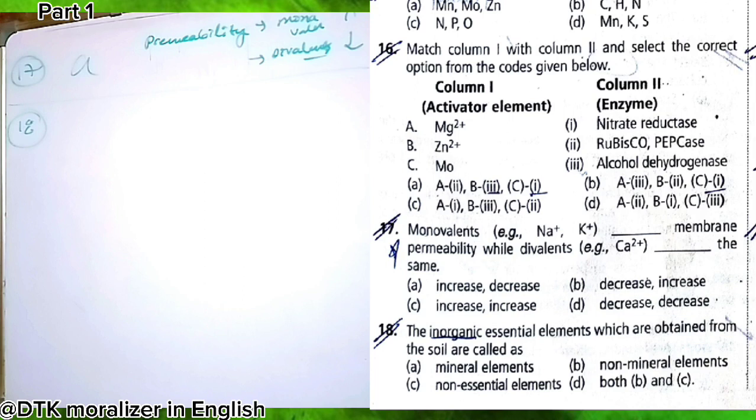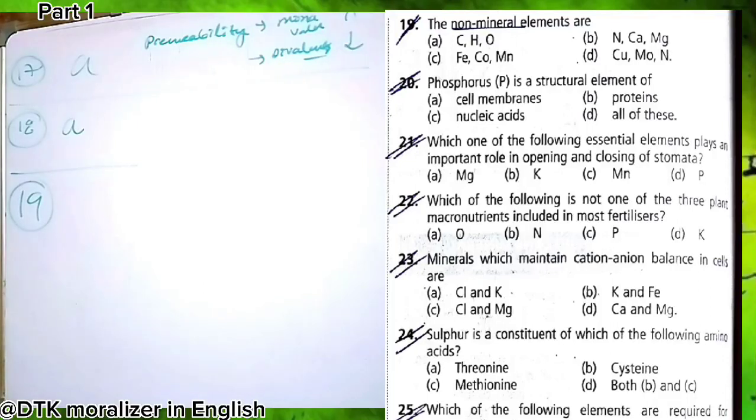The inorganic essential elements which are obtained from the soil are called as mineral elements, non-mineral elements, non-essential elements, both B and C. Inorganic essential elements which are obtained from soil are called mineral elements. Option A. Essential elements which are obtained from soil are mineral elements.